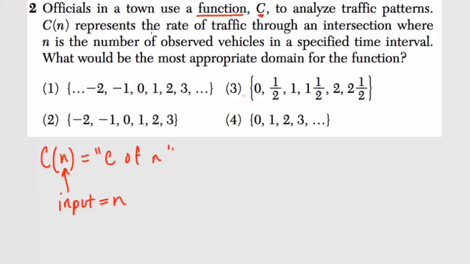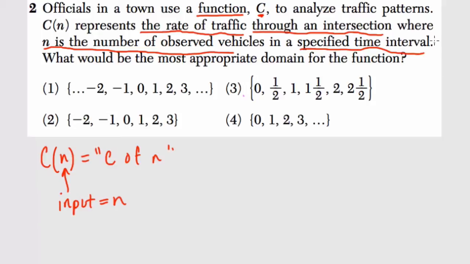And this represents, as they're saying, the rate of traffic. So this function is going to tell us the rate of traffic based on n, so n is probably the number of cars or something, through an intersection. So we're looking at traffic through an intersection, where on here they tell us what n is. N is the number of observed vehicles in a specified time interval.